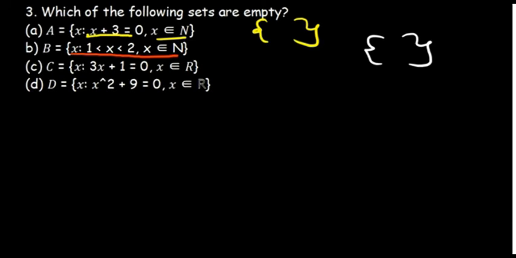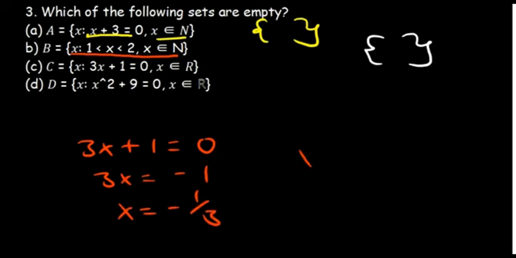Okay, C. x is such that 3x plus 1 is equal to 0. 3x is equal to negative 1, so x is equal to negative 1 over 3. Then the value of x should be a member of the real numbers. The set of real numbers includes all the rational numbers and all the irrational numbers, meaning all the fractions, whether negative or positive, and all the decimal numbers, whether positive or negative.